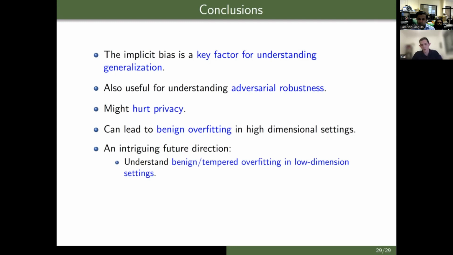And then we discussed benign overfitting, and we said that in high dimensional settings, the implicit bias can lead to benign overfitting. And finally, we raised the question about understanding benign versus tempered overfitting in low dimensional settings. That's it. Thank you.